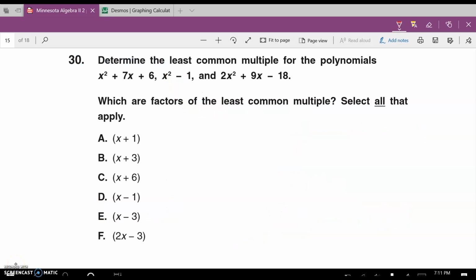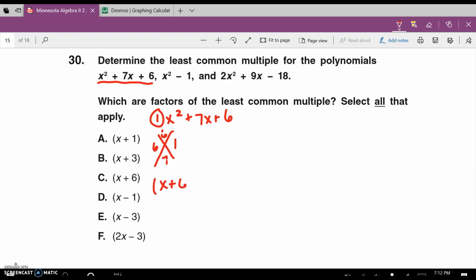All right. Number 30 wants to know the least common multiple for the polynomials. And basically all it's asking is what are the factors of all of them, okay? So first we have x squared plus 7x plus 6. So the way that we can factor this, since a is 1, is that we just draw our x. So what's going to multiply to 6 and add to 7? 6 and 1. So x plus 6 and x plus 1 is how we would factor that first one.